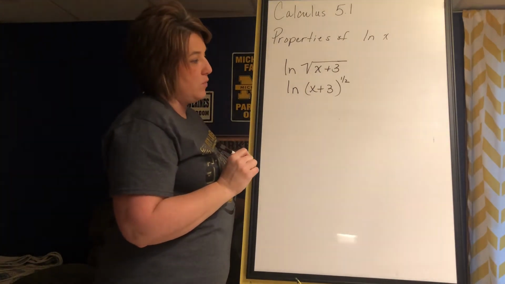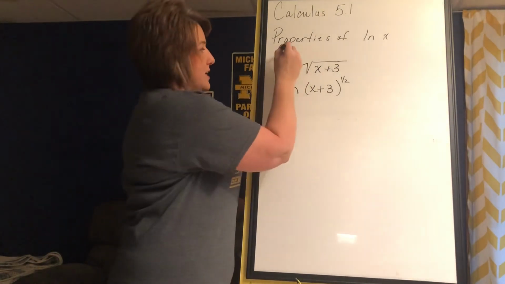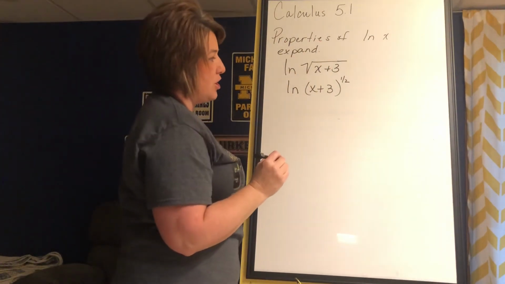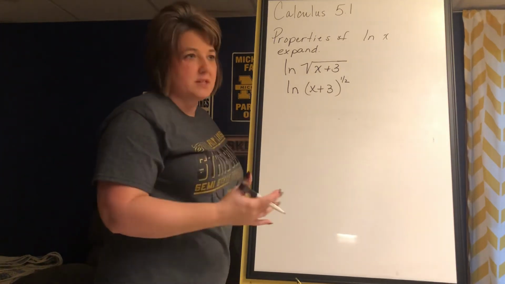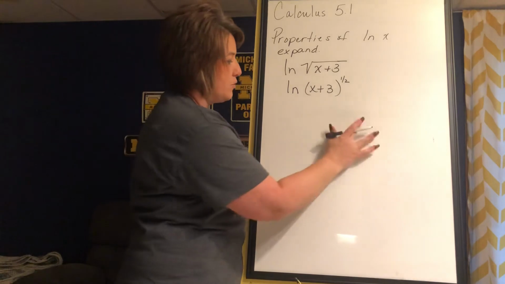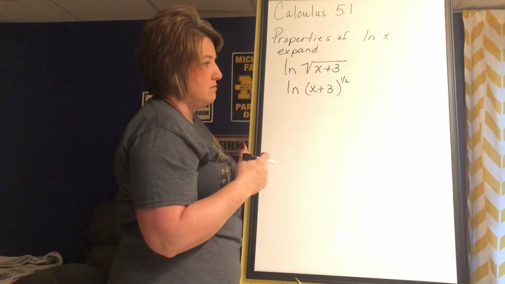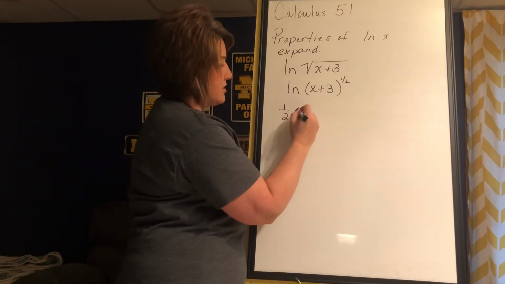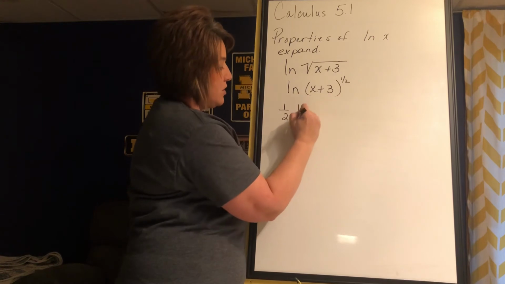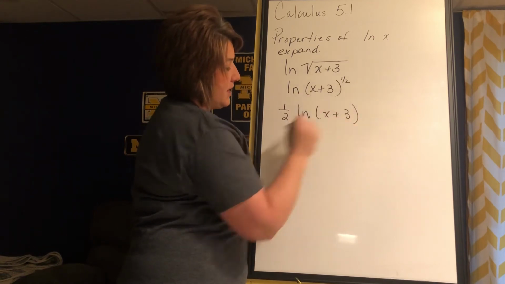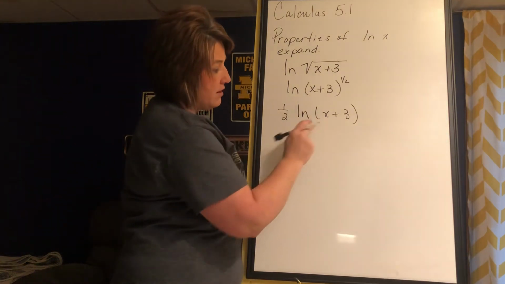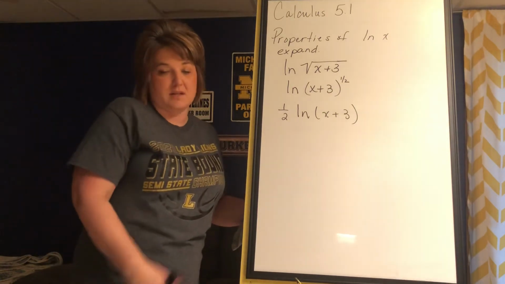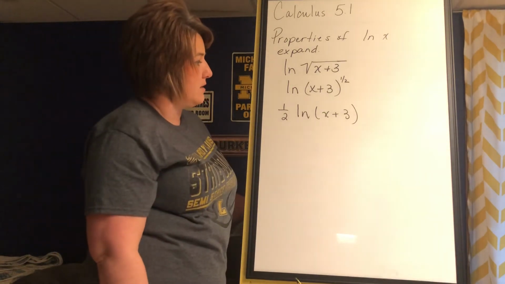And then we can use our properties. The directions for this would just be expand. That's all we're doing. We're expanding, so I want to make it as long as possible, with as many terms as possible, however you want to think of it. So 1/2 is going to come out to the front because it's an exponent on the whole thing. So 1/2 ln of x plus 3. And there is nothing that we can do with the x plus 3. So this would just be my answer as it's expanded as far as it can be expanded.